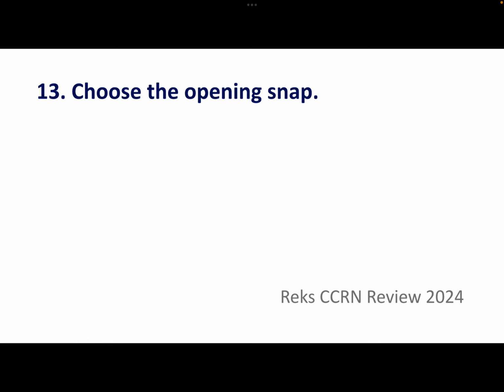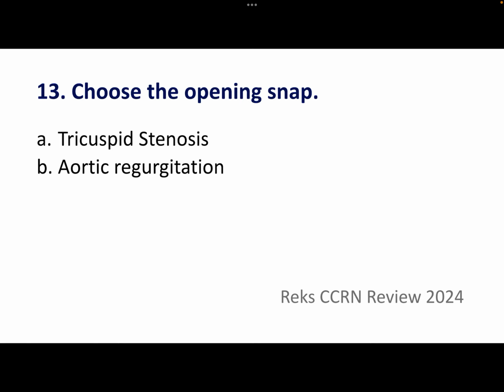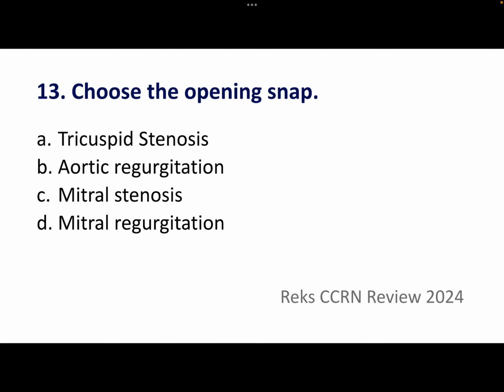Choose the opening snap. Option A, tricuspid stenosis. Option B, aortic regurgitation. Option C, mitral stenosis. Option D, mitral regurgitation. See, you did it. So what is the answer? The answer is C, mitral stenosis.